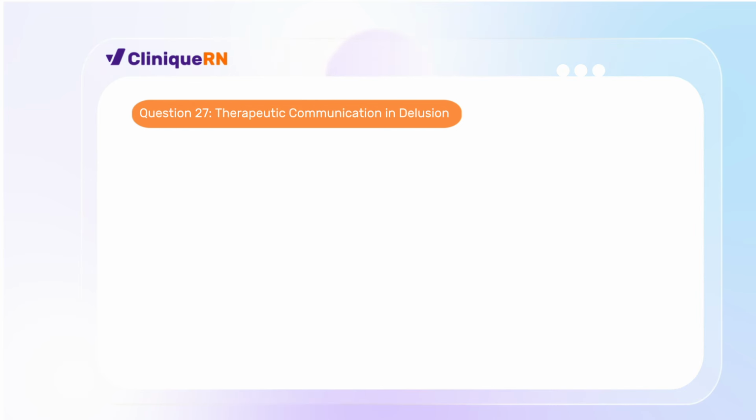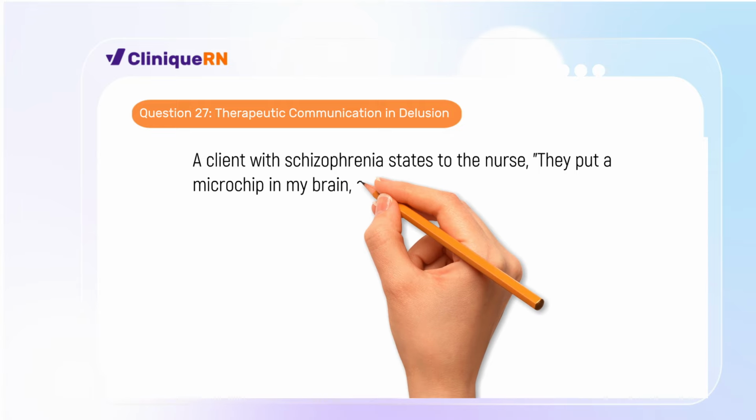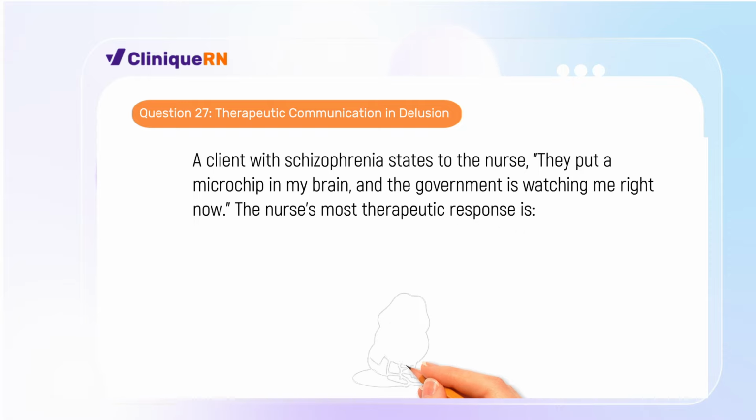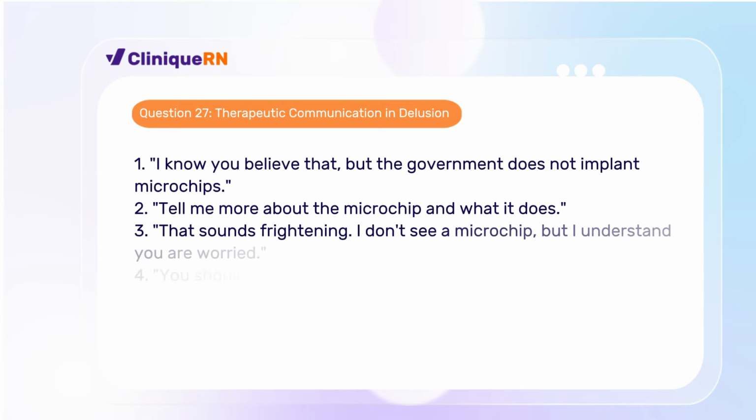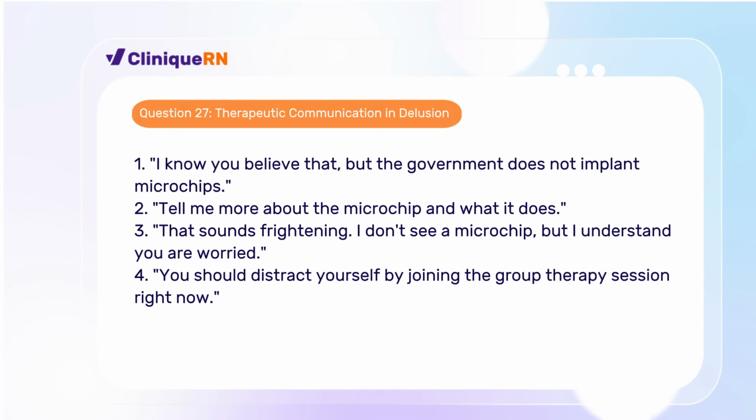Question 27. Therapeutic communication in delusion. A client with schizophrenia states to the nurse, "They put a microchip in my brain, and the government is watching me right now." The nurse's most therapeutic response is, 1. I know you believe that, but the government does not implant microchips. 2. Tell me more about the microchip and what it does. 3. That sounds frightening. I don't see a microchip, but I understand you are worried. 4. You should distract yourself by joining the group therapy session right now.